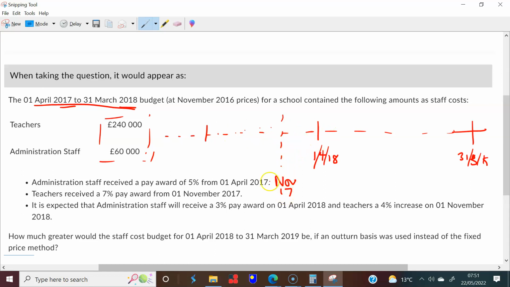So we're here in November 17, and we now know that what actually happened was people received a pay rise on the 1st of April, right, in the 1st of April. So we will now adjust this budget with that. We will simply say, well, look, when we now plan the budget for this period, if we're using this standard fixed method, we simply will multiply this by the 1.05. Sorry, admin staff. So let's just get this right. So my admin staff, I'm increasing that by 1.05, and my teachers are increasing by 1.07 because this happens on the 1st of November.